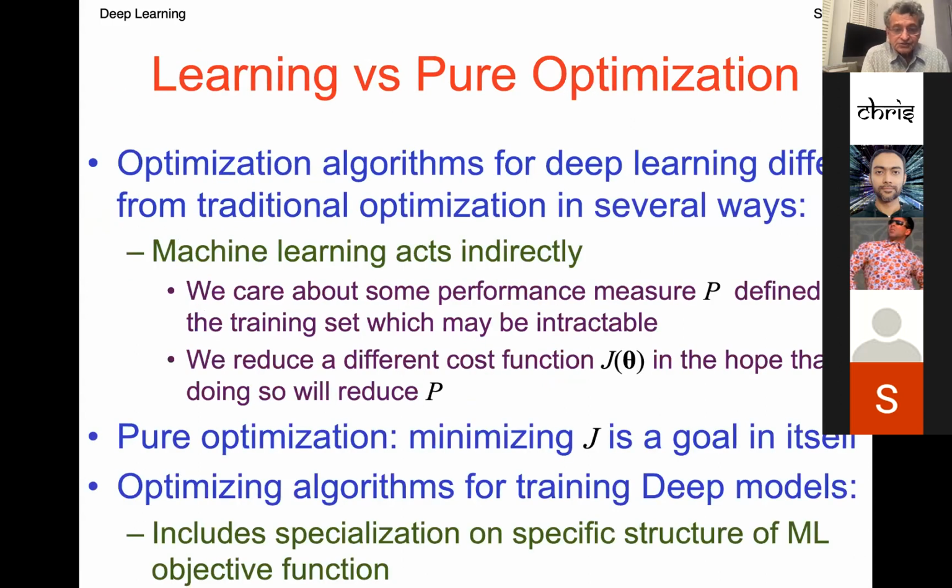All right. So how does optimization for deep learning differ from traditional optimization? There are several ways. Machine learning acts indirectly. We care about some performance measure P defined on the test set, which may be intractable. We reduce a different cost function J theta in the hope that doing so will reduce P. Okay, this is an essential contradiction for you to be aware of: how are you going to measure the performance of your algorithm? You say, I'm going to use the accuracy measure. Then what is it your algorithm is trying to do? It is trying to minimize cross entropy.